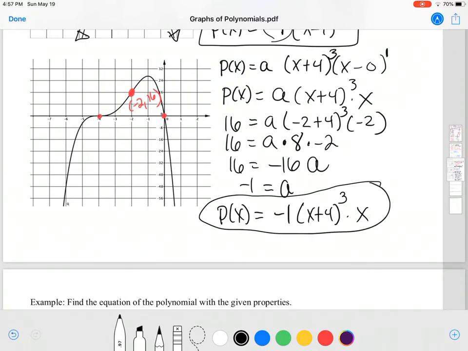And again, you can check to make sure that it makes sense with your end behavior. This is a degree 4 because I have a cube times an x to the first. That would be a 4th degree. So it's even degree with a negative leading coefficient. So both my arrows should be facing down in the third and the fourth quadrant, and it does.